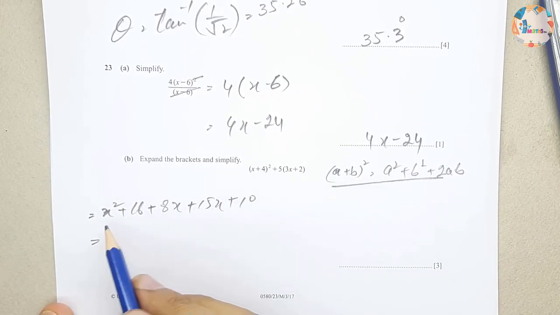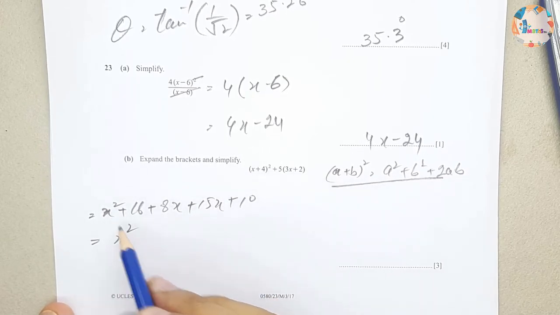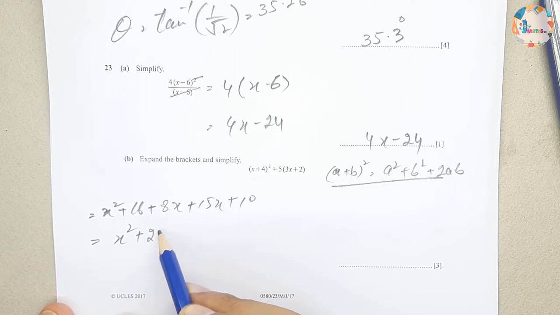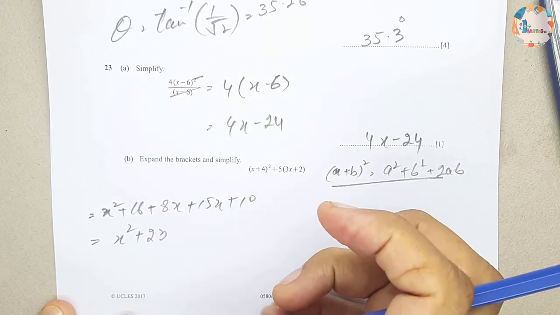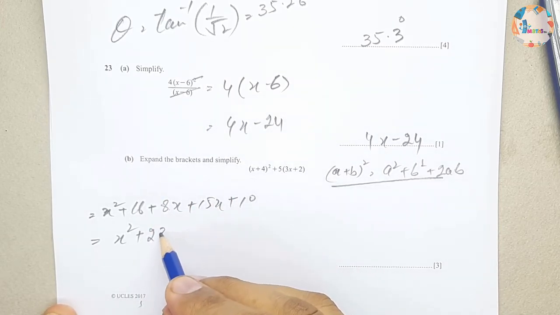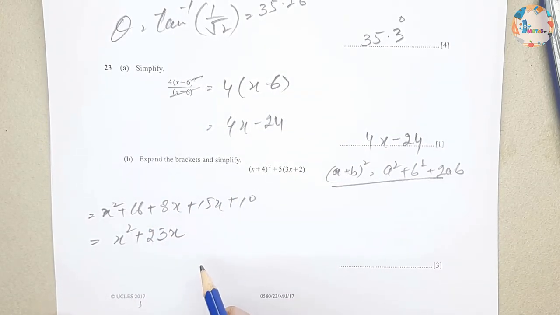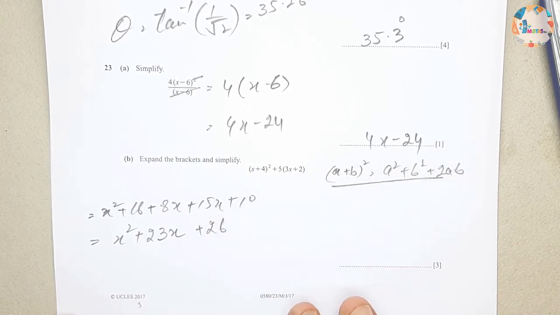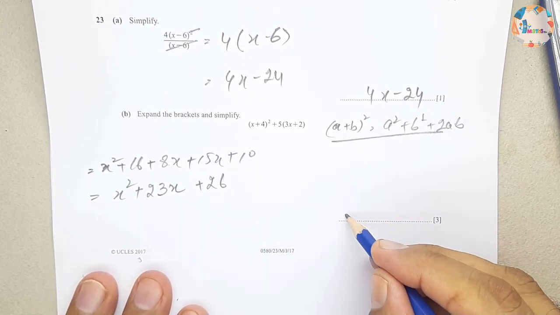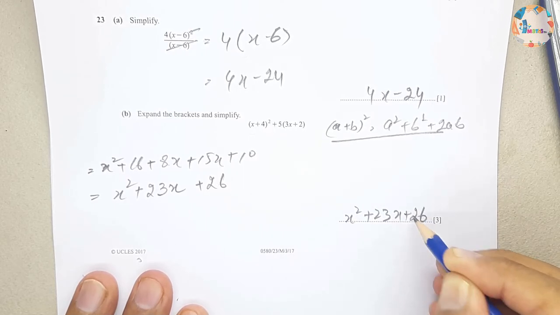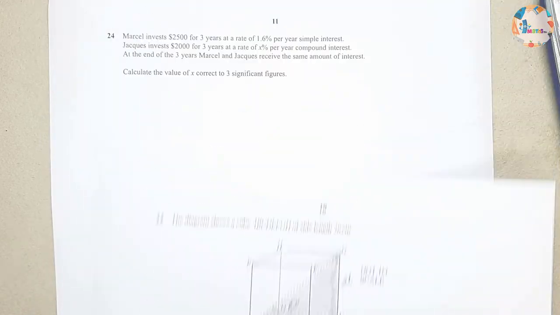Then we'll have to simplify. x squared as it is, 8x plus 15x will be 23x, and plus 16 plus 10 will be 26. So this will be our answer, x squared plus 23x plus 26. This will be our answer.